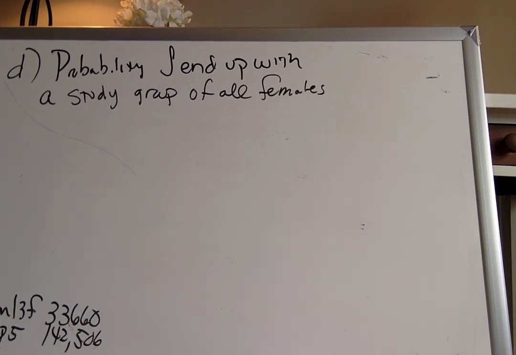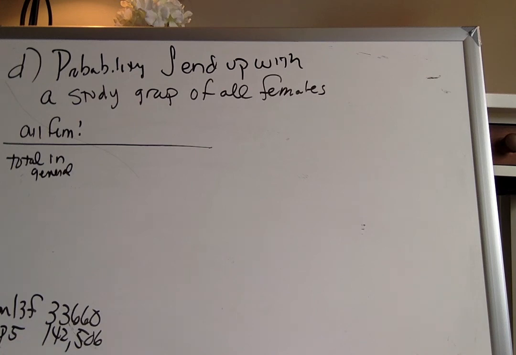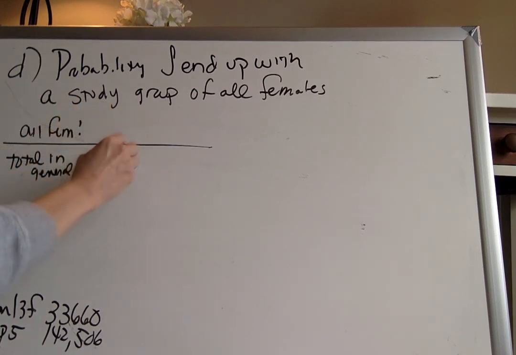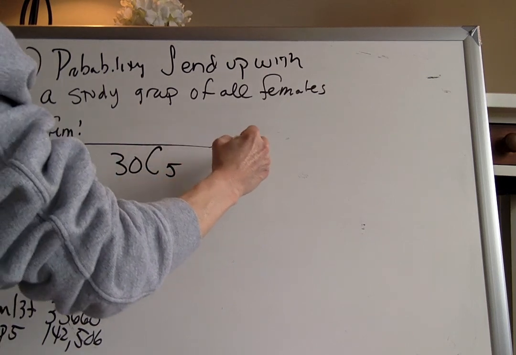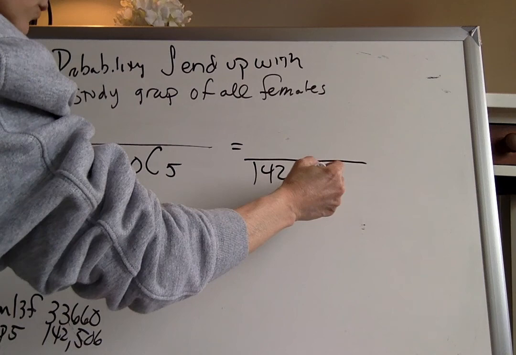But I want to know what's the probability I end up with a study group of all females. So all females is the very specific thing. That's going to be the numerator. Just total in general of picking 5 people from 30, we already know that number, right? But maybe let me just write that out again. The 30 choose 5, which is that 142,506.